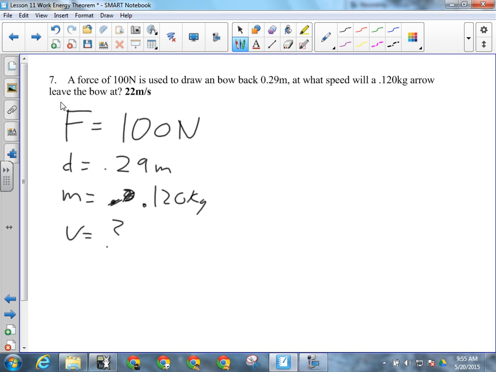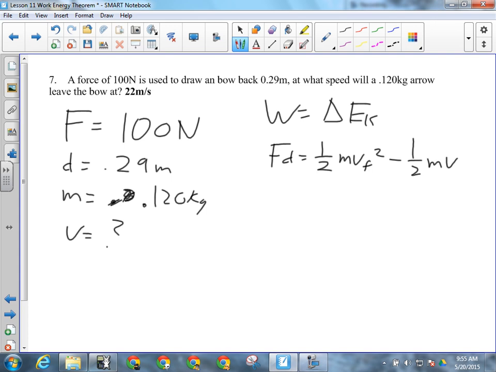All right, so we're going to set this up same as we always do. Work is a change in kinetic energy because we've identified that we're dealing with speed. That has to do with kinetic energy. Force times distance equals 1/2 m vf squared, the final speed. So this is our final kinetic energy, subtracting our initial kinetic energy, which we just said is 0. So we're going to get rid of that. So force times distance equals 1/2 m vf squared.